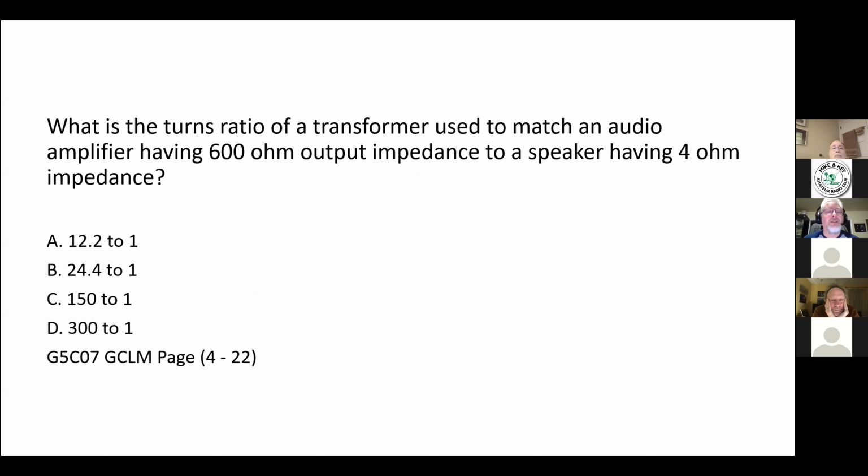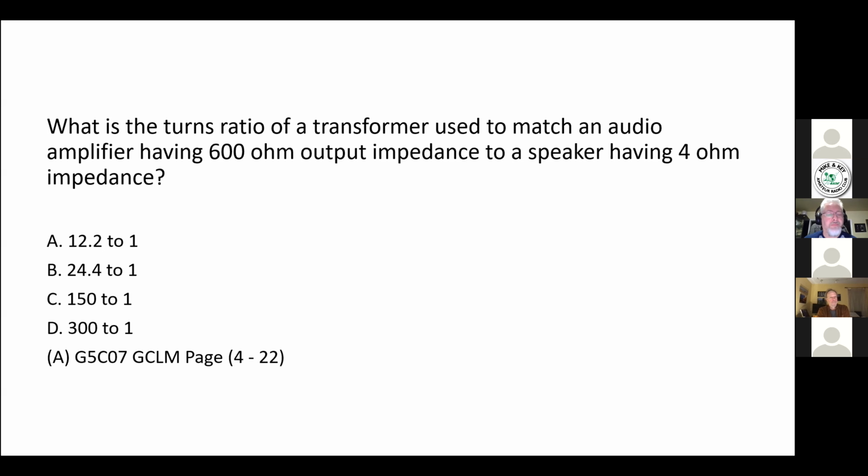What is the turns ratio of a transformer used to match an audio amplifier having 600 ohm output impedance to a speaker having 4 ohm impedance? A, 12.2 to 1, B, 24.4 to 1, C, 150 to 1, or D, 300 to 1? Charlie. Nope. It's going to be, oh, Alpha. It's Alpha, A.